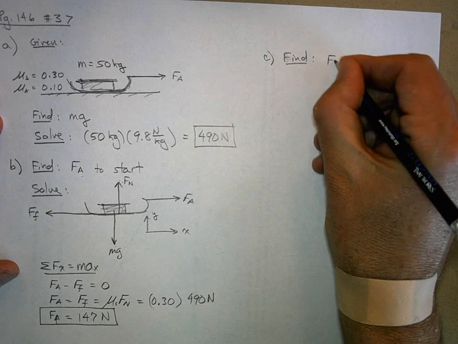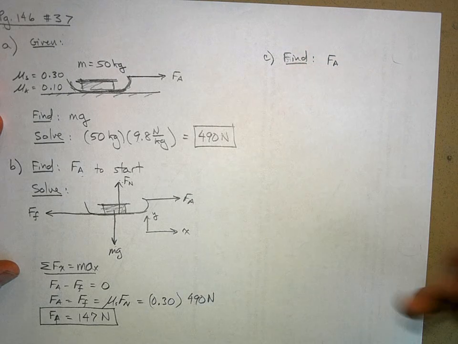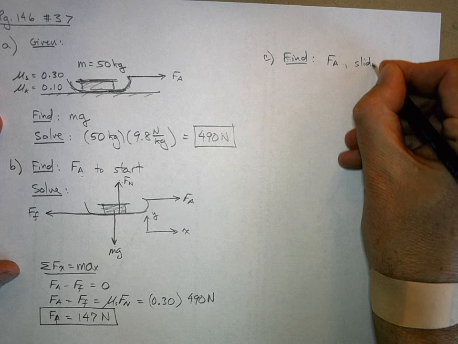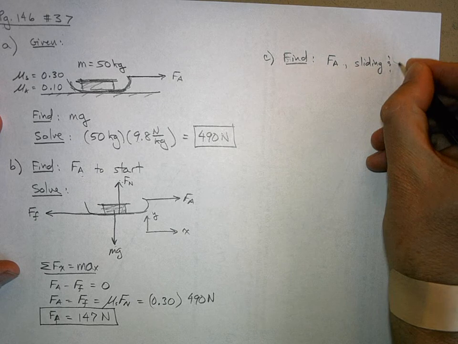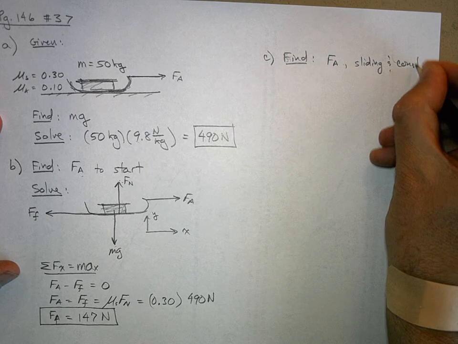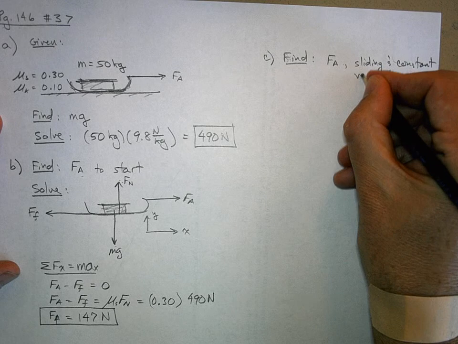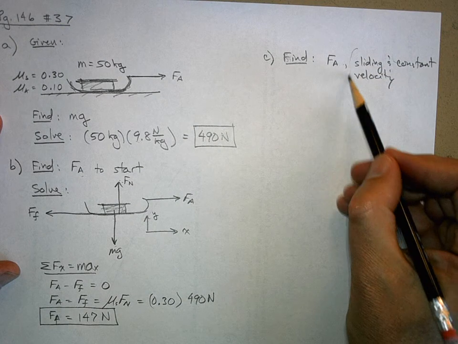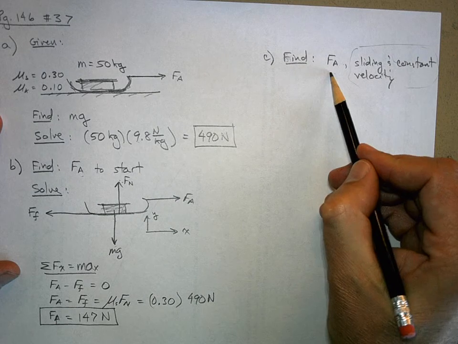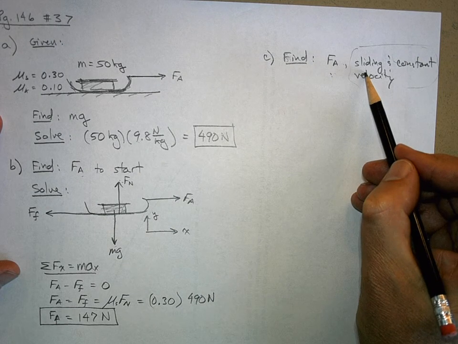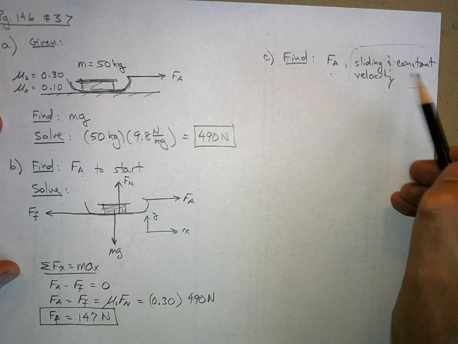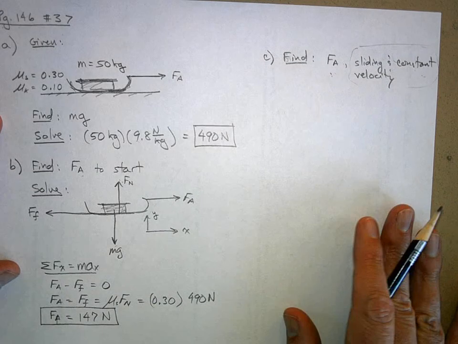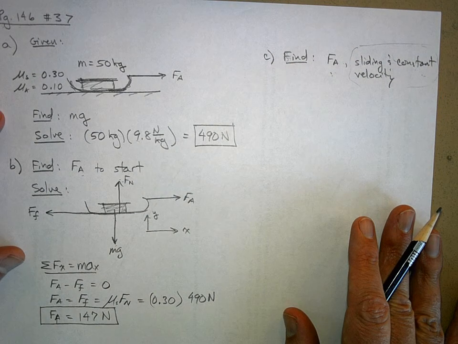We need the applied force, but what are we going to do for that applied force? It's going to be sliding at constant velocity. Now this is really kind of what's given. We're trying to find the applied force when the sled is sliding across the snow with constant velocity. So you can cheat a little bit and write it like that. I'm not that much of a fanatic on the given, find, and solve thing.